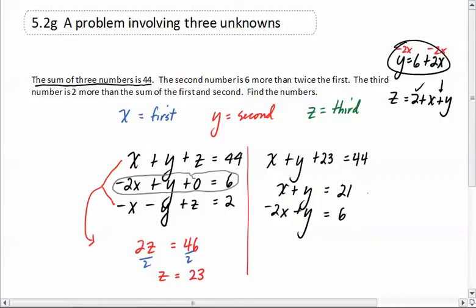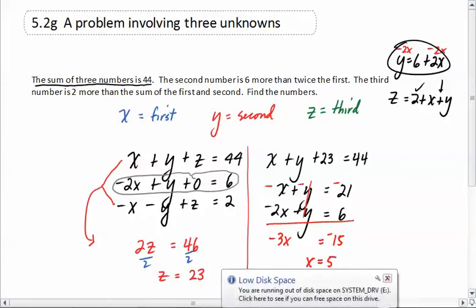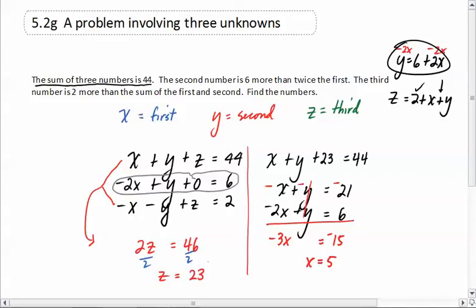Now, let's see what we get with that. I'm going to multiply the top one by negative 1, and let's add those up. Okay, so I get that to go away. I get negative 3x is equal to negative 15. And I divide by negative 3, I get x is 5. So I have z is 23, x is 5.